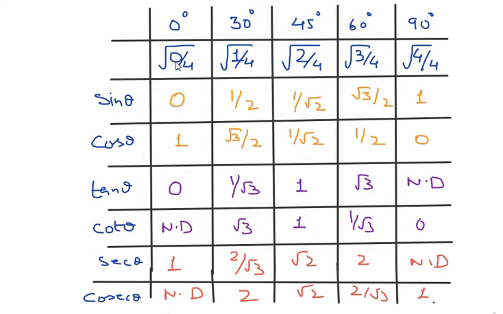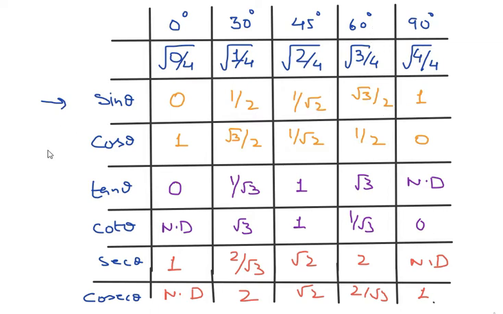To get this table, write 0, 1, 2, 3, 4, divide by 4, divide by 4, divide by 4, divide by 4, divide by 4, and take the under root. Once we simplify this, you are getting the value of sine 0, 0, sine 30, 1 upon 2, sine 45, 1 upon under root 2, sine 60 under root 3 upon 2, sine 90, 1.